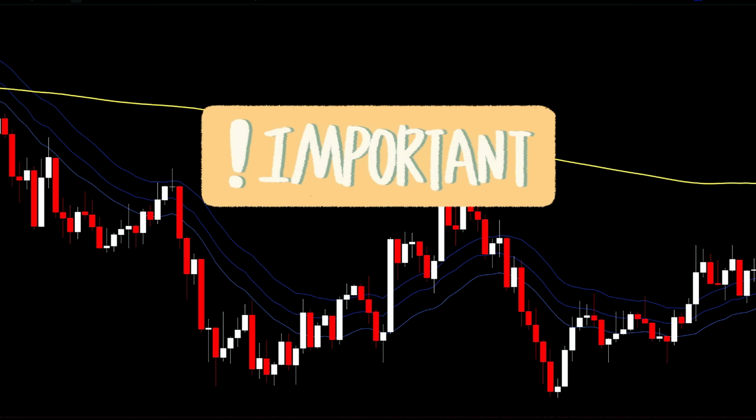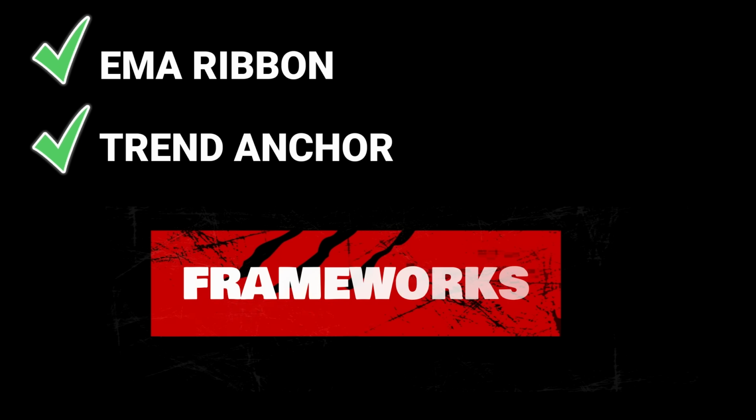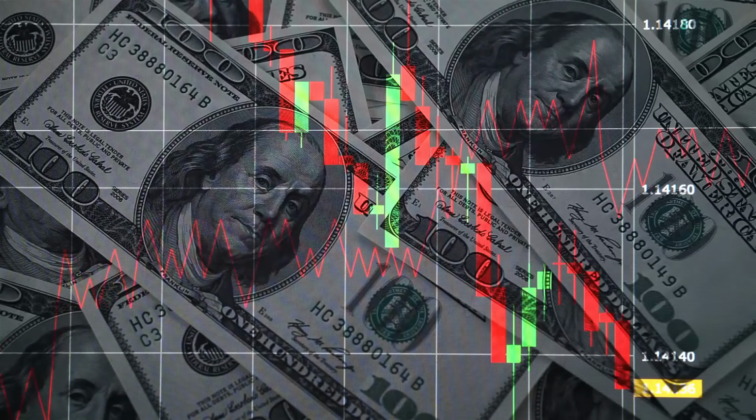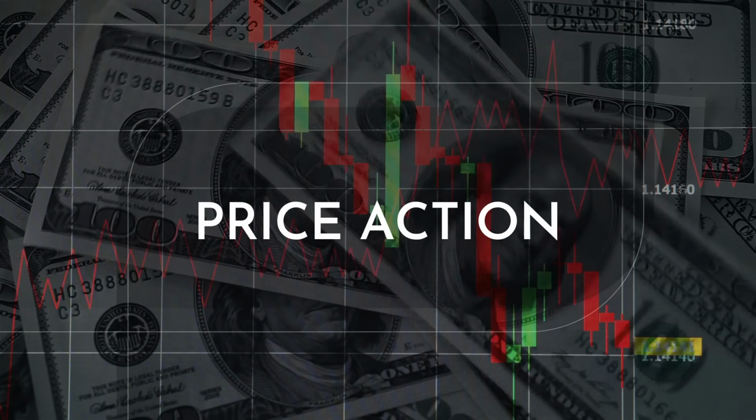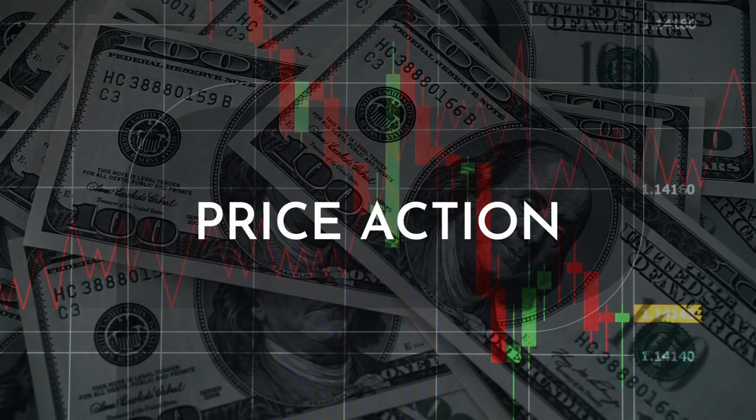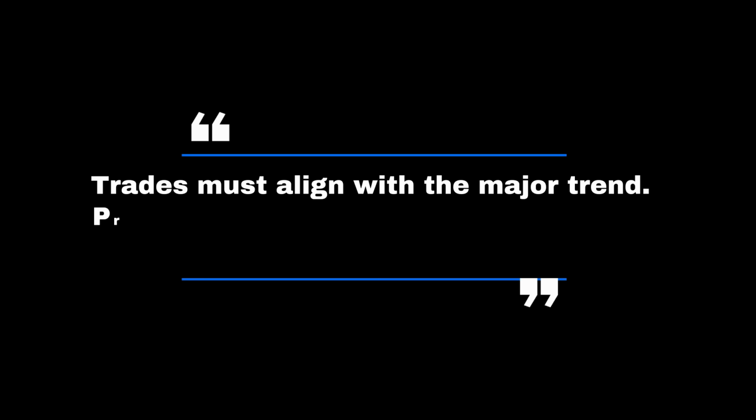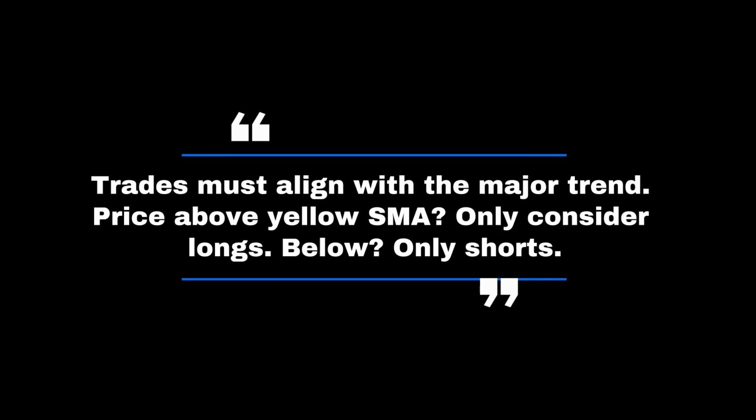Now here's the important point I want to reinforce. Understanding momentum alone won't make you money. You've seen the ribbon, you've seen the trend anchor, but that's just the framework. The system only becomes profitable when we layer on the secret price action confirmation that 99% of traders don't even know exists. That's coming up in the chart example. Now let's talk buy and sell signals. Remember, trades must align with the major trend. Price above yellow SMA, only consider longs. Below, only shorts.